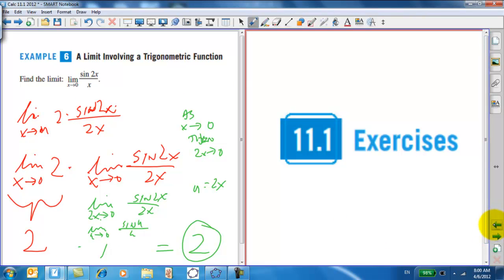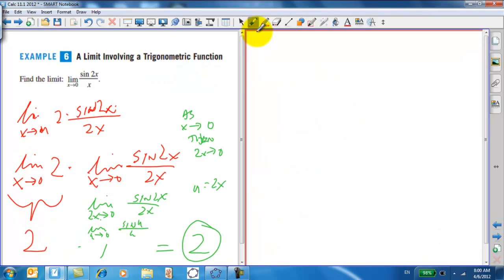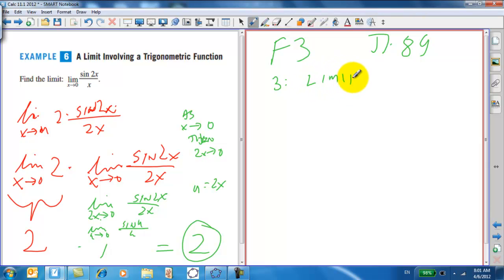Now, here's a little trick you can do with your calculator too. I'll show that to you. You can go to the calc menu on your calculator, and that's F3. This is the TI-89 now. On F3, the third thing down says limit. So here's how you do the limit on the home screen then. Limit, parentheses, now put in the function, in this case sine of 2x.